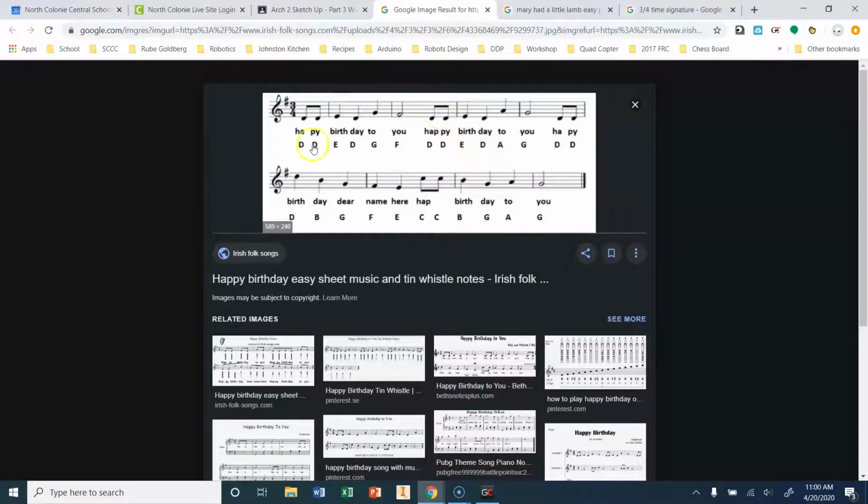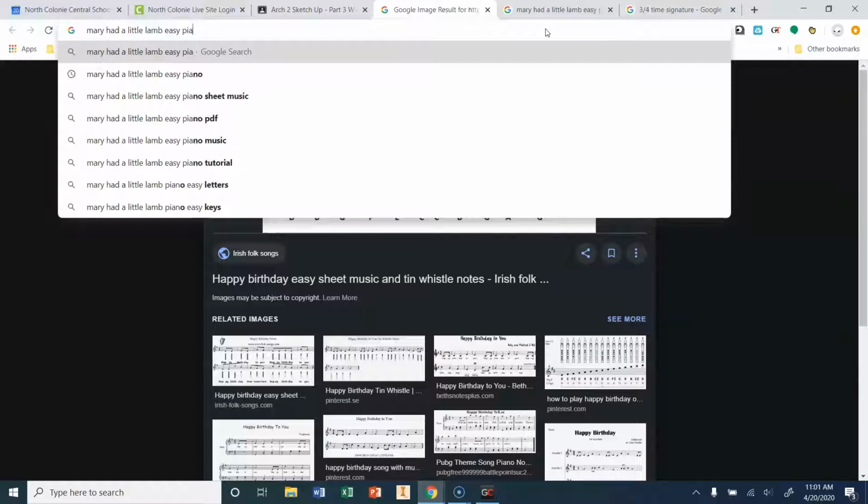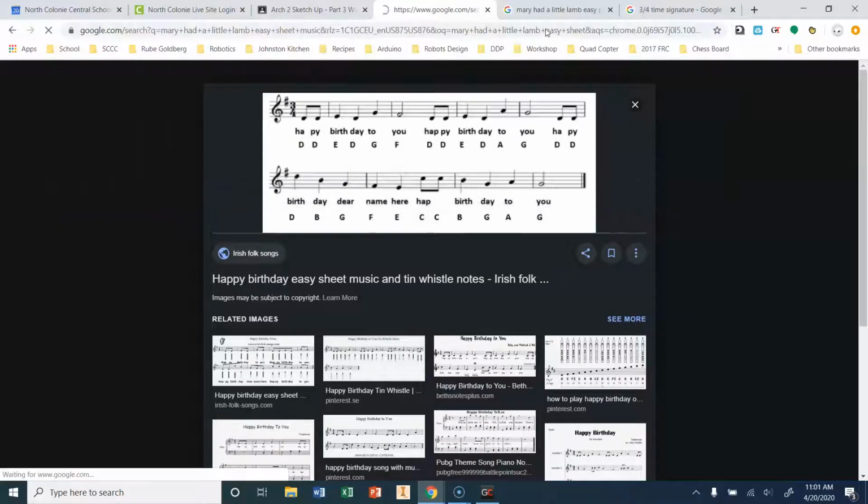But again, when you go to create this in Arduino, it becomes a lot more complicated. For some of you who are musically inclined, perhaps you can figure this out, but for the most part, I would avoid 3/4 songs. So when I go to search for a song, I'm going to do Mary Had a Little Lamb. I say Mary Had a Little Lamb, easy typically, okay? Easy music or easy sheet music, something like that.